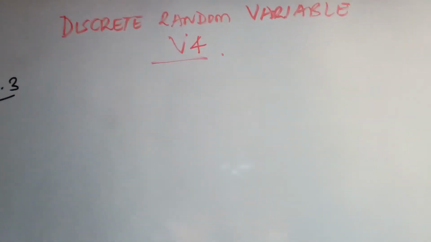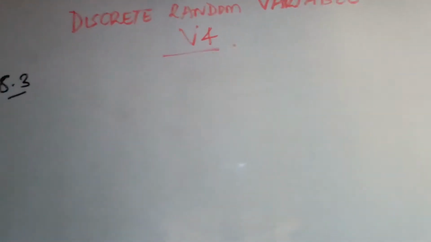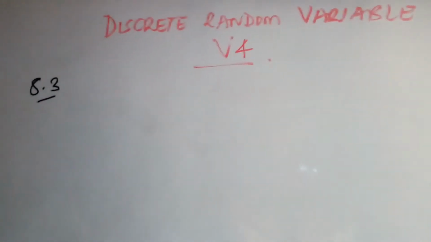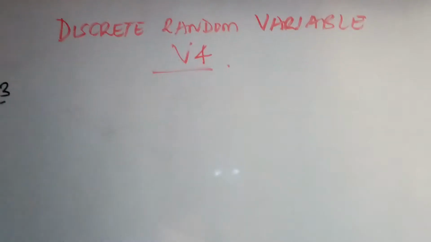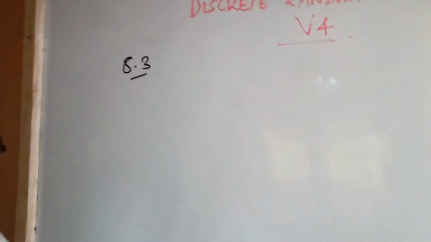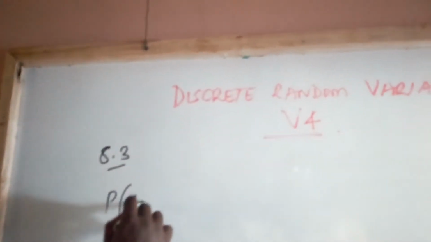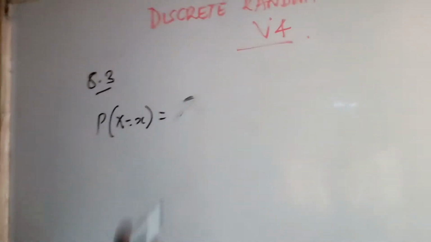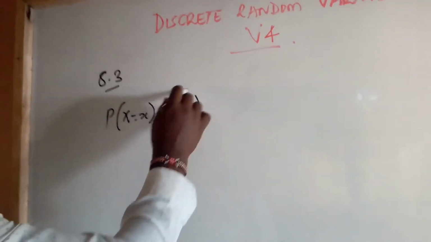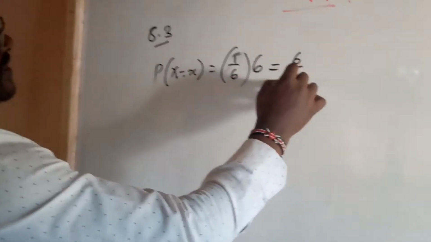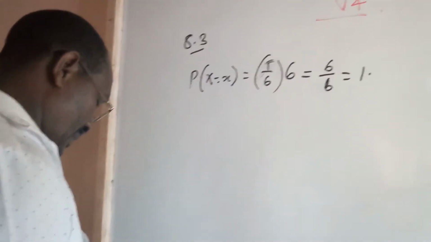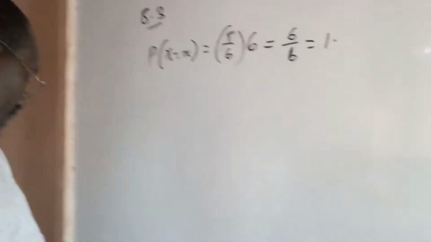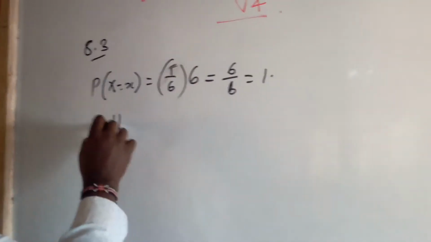Under 8.3 and on page 153, we are told that for a discrete random variable, the sum of all the probabilities must add up to 1. And it is true because in both examples, example 3 and also in example 4, we have had that. If you look at example 3, we have had the probability of x is equal to 1 over 6, it appeared 6 times, and therefore this is going to be 6 over 6 and is going to eventually be 1.